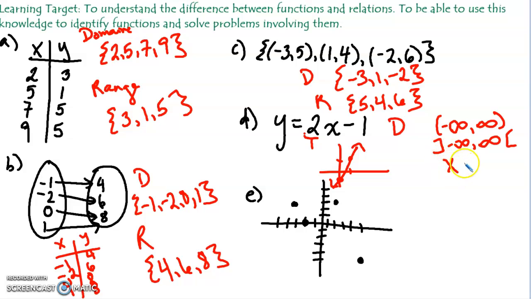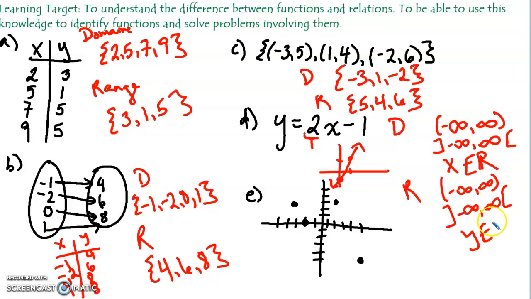So I could say x is an element of the real values. So every real number of x exists. Similarly, the same thing happens with the range. So you would see it could be this, this, or y is an element of the real numbers. All those are correct.